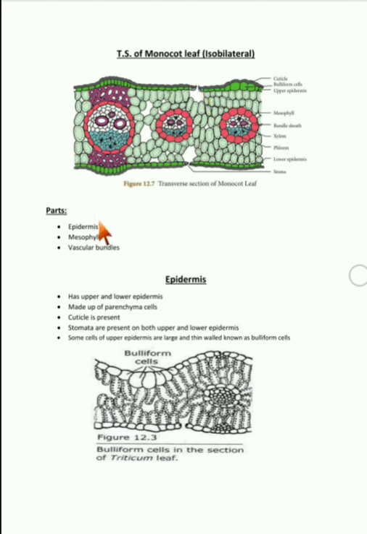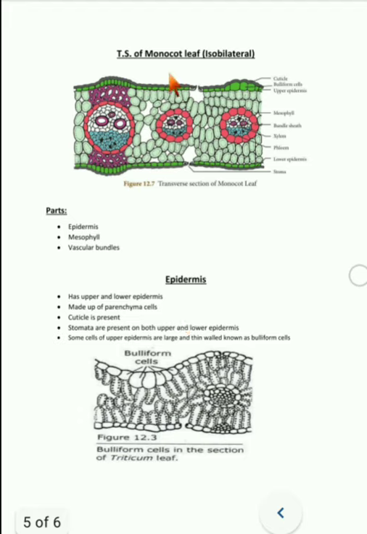So here the important parts are epidermis, that is both upper and lower epidermis, which are more or less similar. And second one is mesophyll. The cells in between this upper and lower epidermis are called mesophyll cells, and here also there is no such differentiation as palisade and spongy parenchyma. And last you have vascular bundles. Okay, so first we will see about the epidermis part.